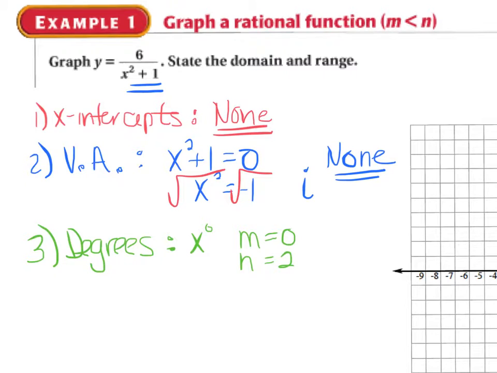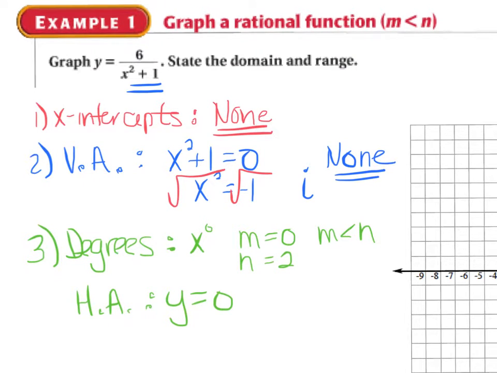And so we compare these and we see that the degree of our numerator is less than the degree of our denominator. I should have written an n there. Now go back to your chart and see what you do when the degree of your numerator is less than the degree of the denominator. And it says in that very first line that your horizontal asymptote will then be the line y equals 0.